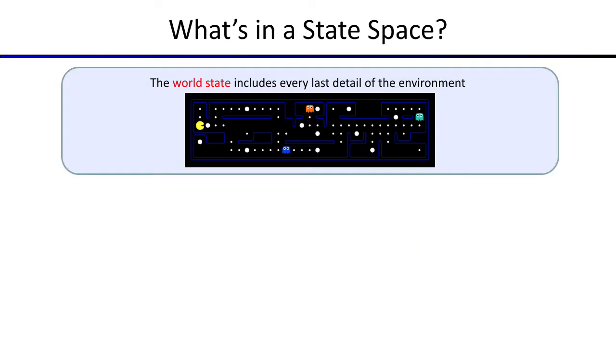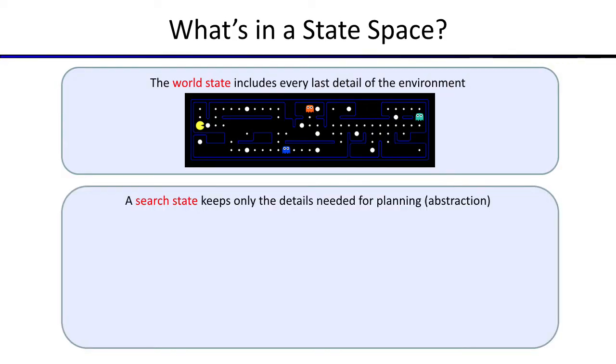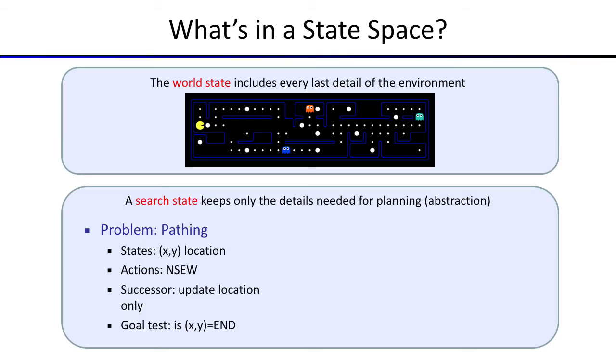Okay. So back to the question about how to model these problems. So what's in a state space? The world state includes every last detail of the environment. Search state only keeps what's relevant for planning. So if we're solving the problem of pathing, which means we're at the point x1, y1, and we want to get to the point x2, y2 in this maze, the states are going to be our current location. That's it. We don't need anything else.